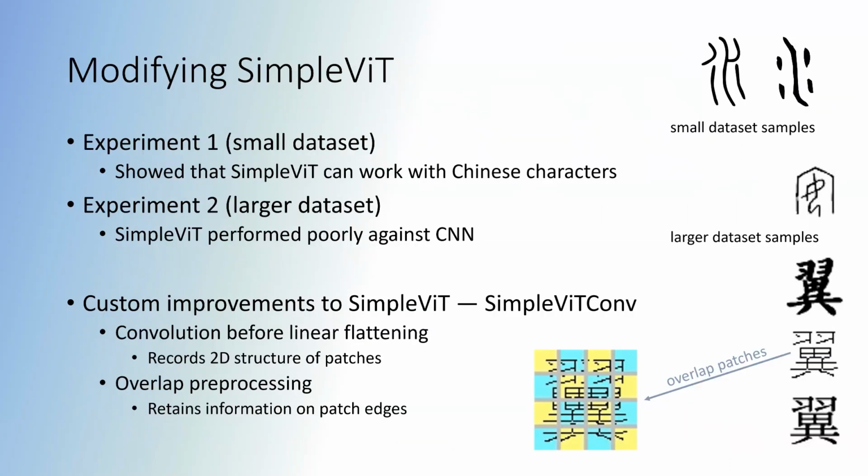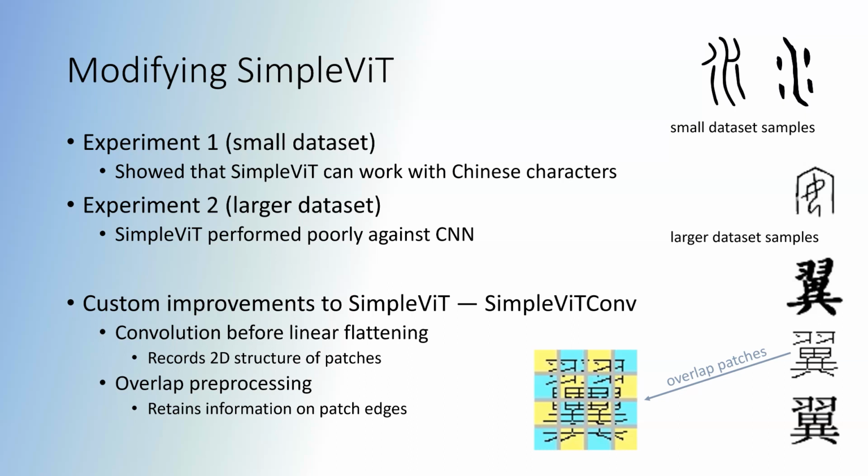To test my ideas, I first ran an experiment on a small handpicked dataset and showed that Simple ViT can work with Chinese characters. Next, I obtained a larger dataset and found that Simple ViT does not do as well as a convolutional neural network. At this point, I looked through the source code of Simple ViT. I made some of my own adjustments, and I will call my modified version Simple ViT Conv for now.